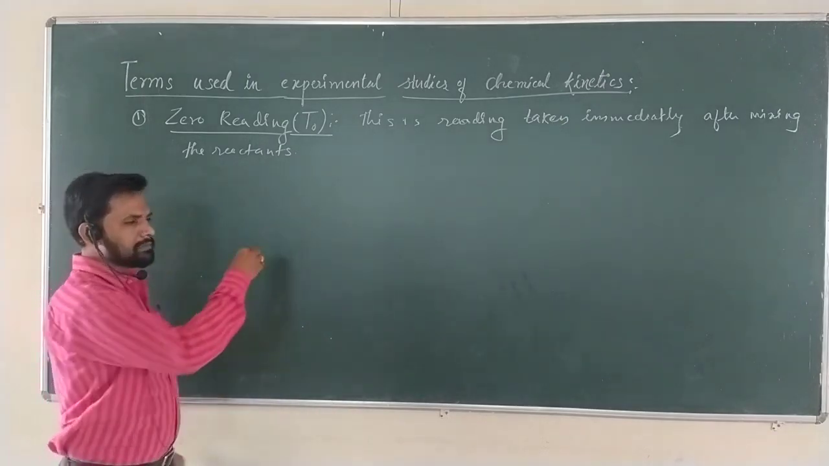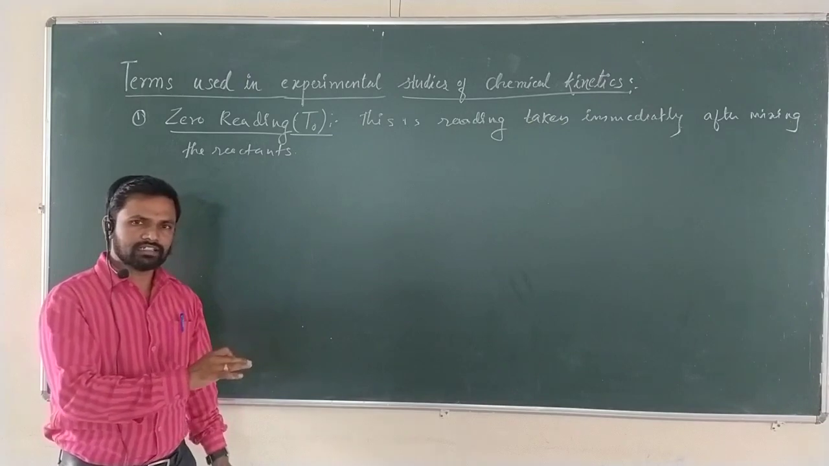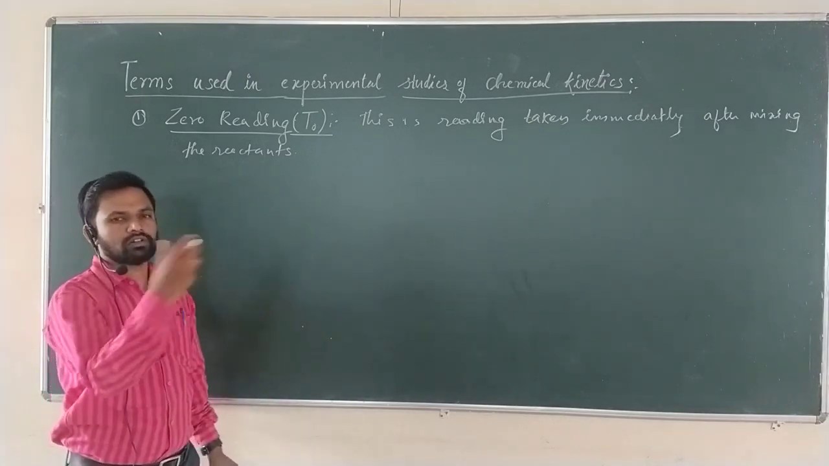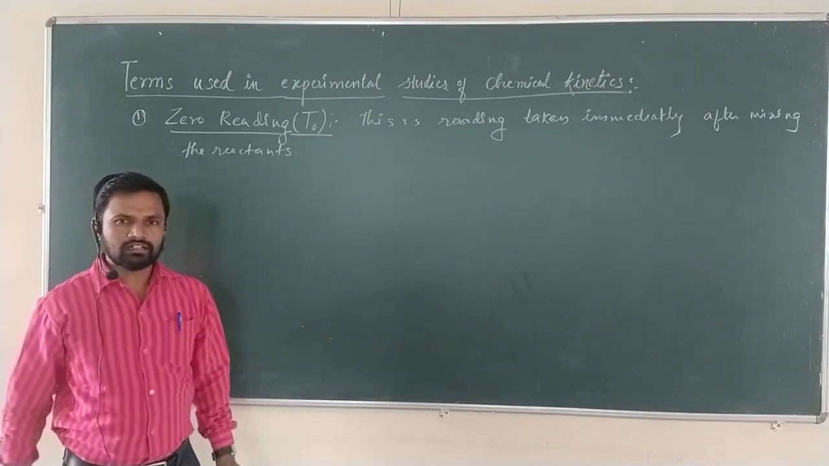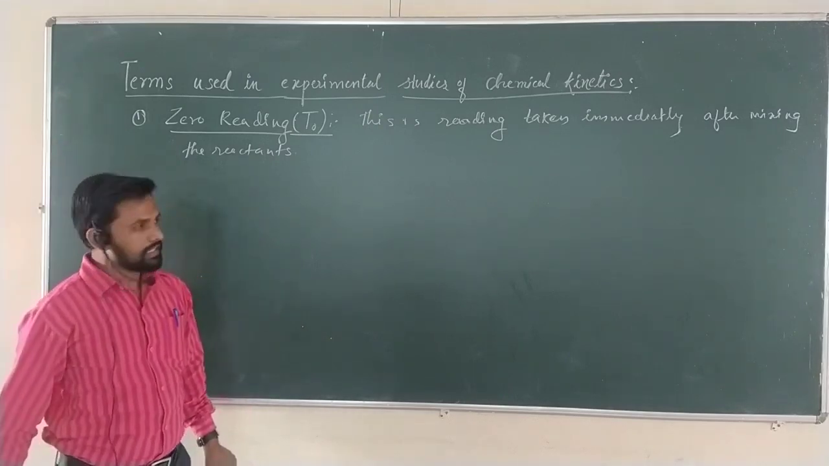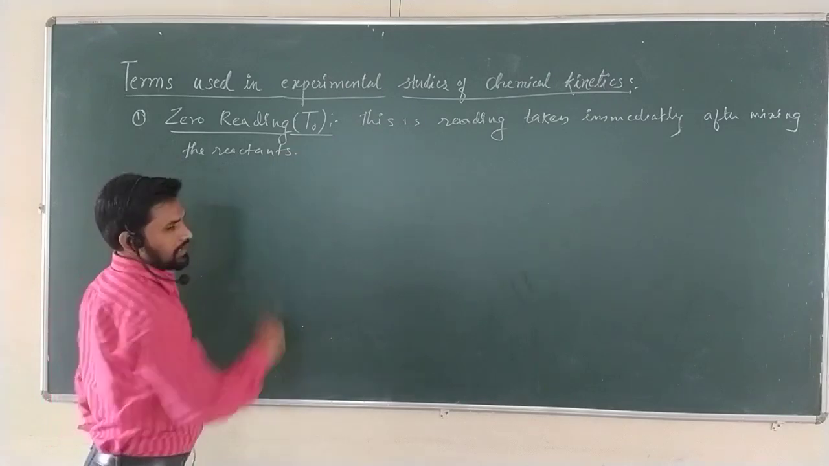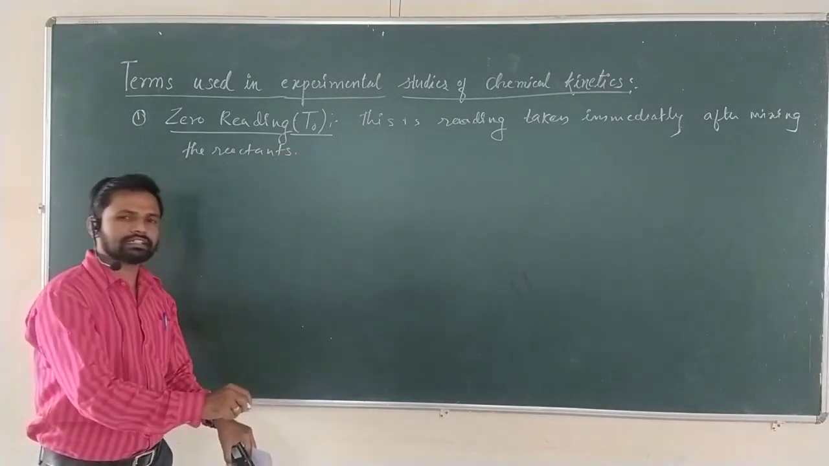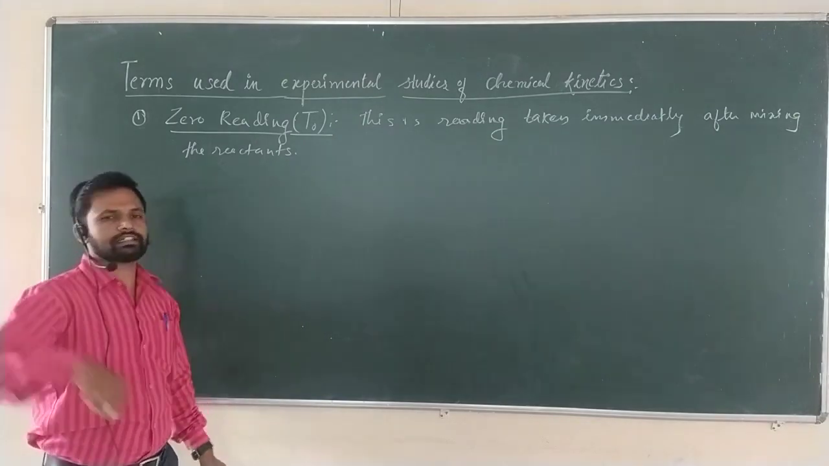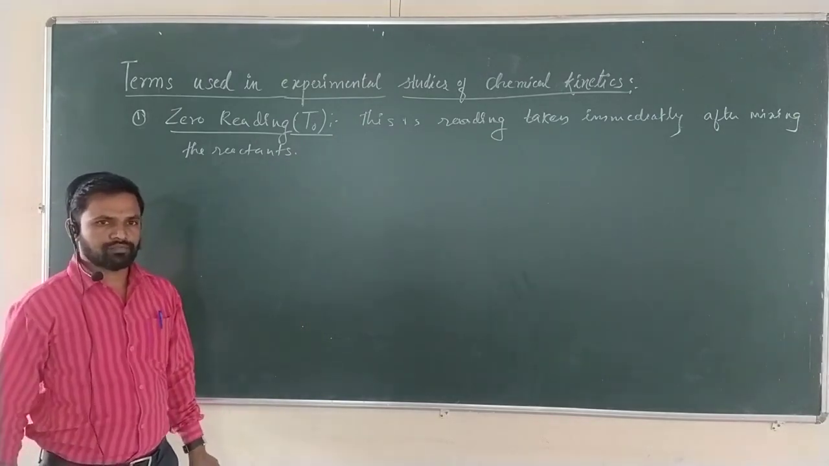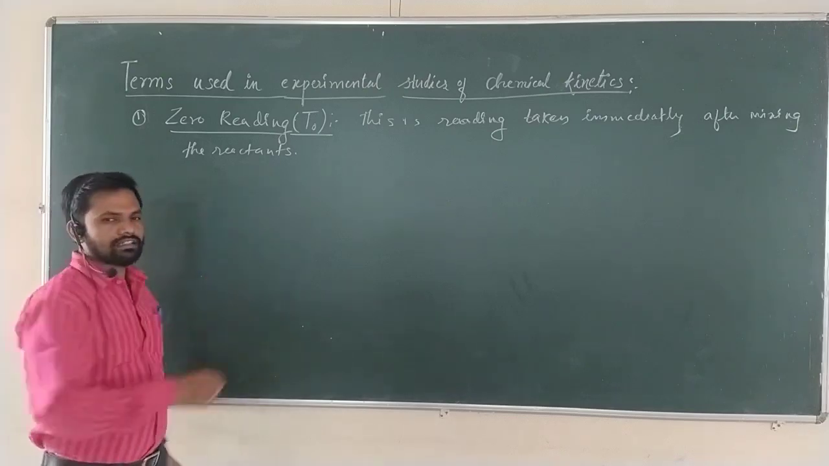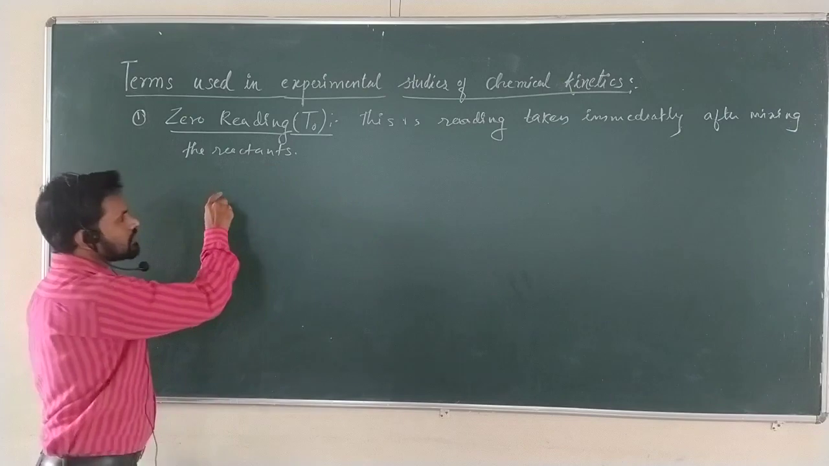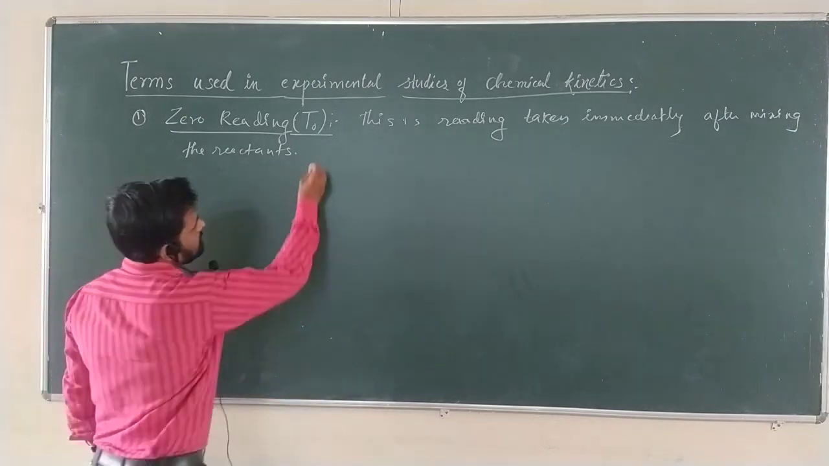As soon as the methyl acetate and HCl are added, initially a certain amount in ml of the mixture is pipetted out and titrated against the titrant, NaOH, at zero time. As soon as you mix, immediately a certain amount in ml is pipetted out and titrated against the NaOH. This reading, taken immediately after mixing the reactants, is called the zero reading.